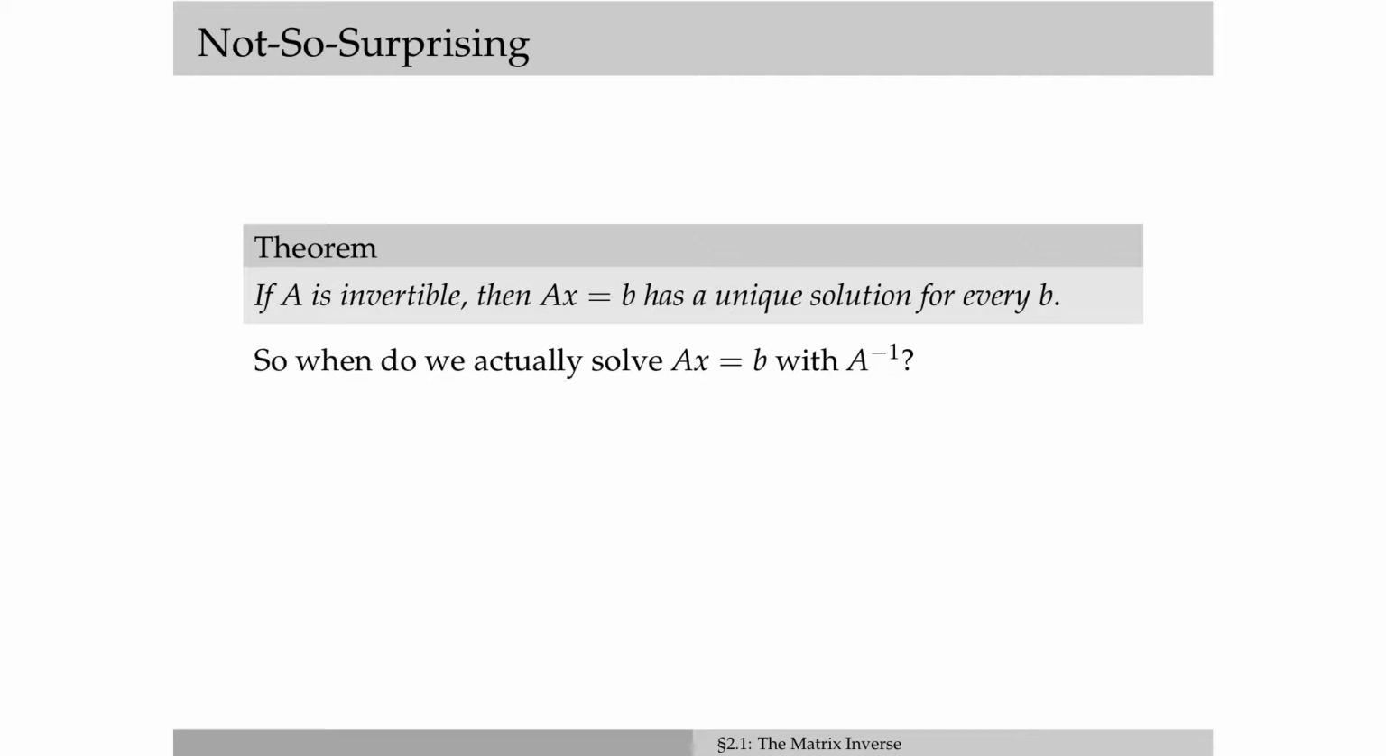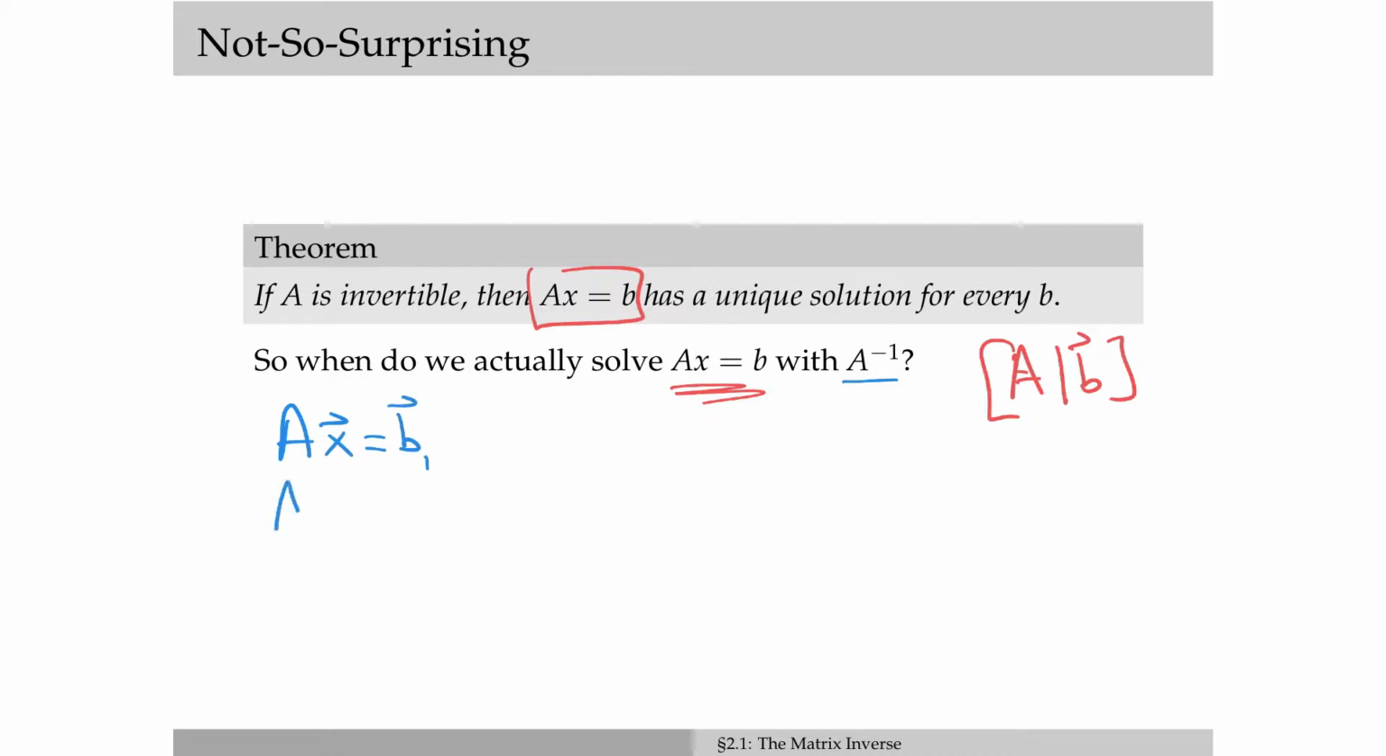So the question you should really ask me now is, we know we can solve this equation with the inverse. When do we actually want to end up doing that? Because you're going to find out that if I take A augmented with b and row reduce that, that's equivalent to solving this, right? We've done that ad nauseam. So what is the advantage of actually doing this with the inverse? Well, let me ask you this. Say I ask you to solve Ax equals b1. I then ask you to solve Ax equals some other vector, b2.